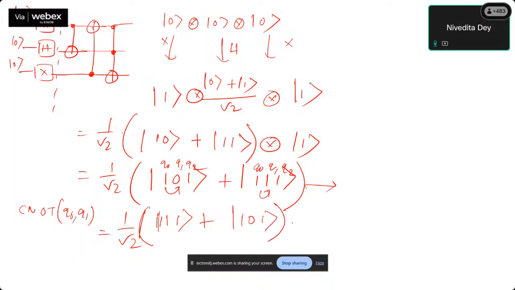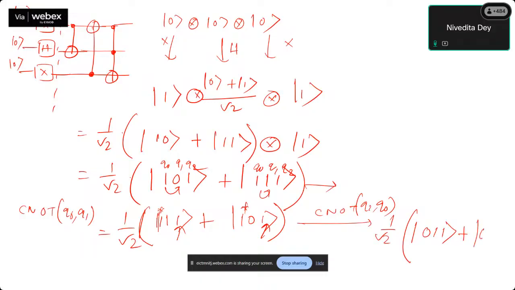First synod is done. Second synod is what? Synod Q2, Q0. Now Q2 is the control and Q1 is the target. That means it will be 1 by root 2, 011 plus 00. On this, now we have to apply C square naught Q0, Q1 and Q2.